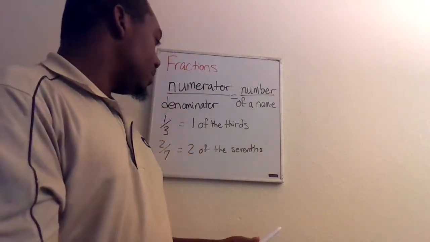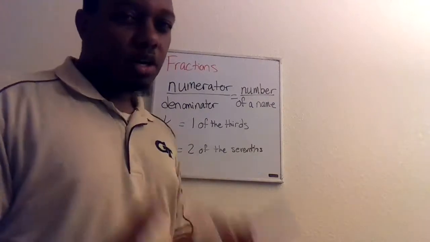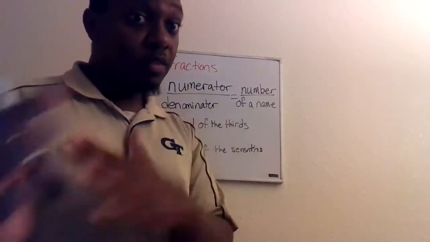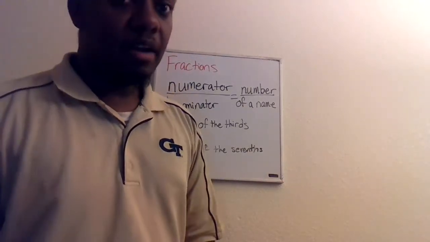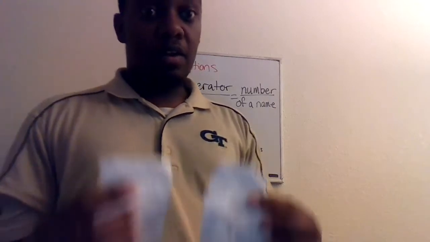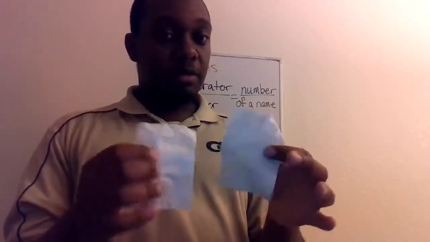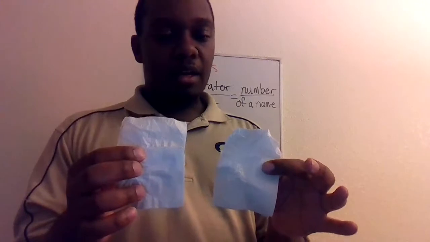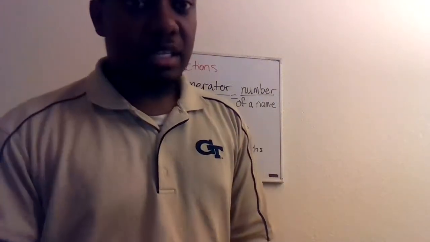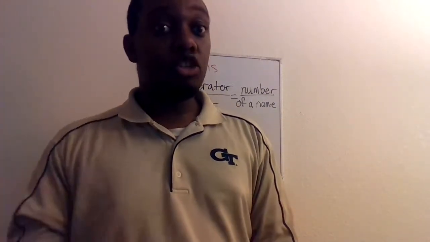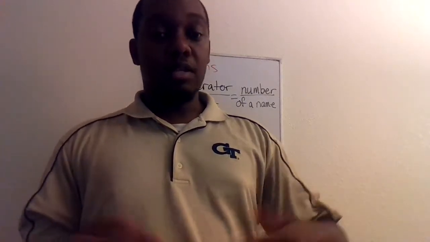Well, you have a number of a certain type, a number of a certain name. For instance, if you were to have, say, one third, what would one third actually be? It would be one of the thirds. If you saw the last video that we had on rationals, when you had two pieces, remember we split this napkin into two, then this is one of the two, so it's one of the halves. If we had, say, seven pieces and you took two of them, that would be two of the sevenths.